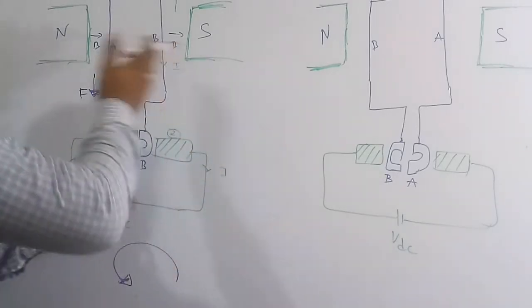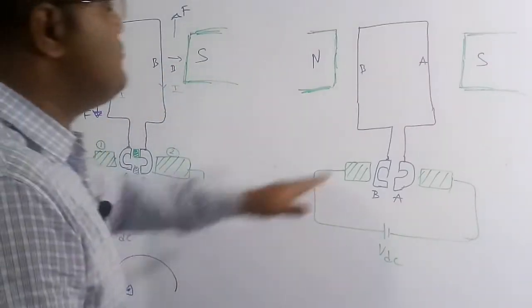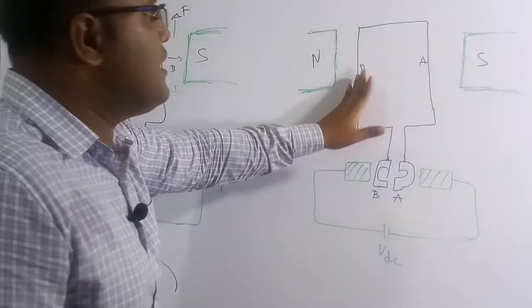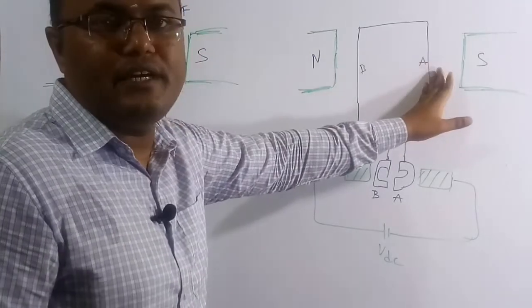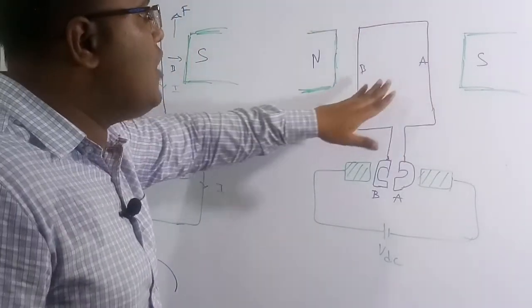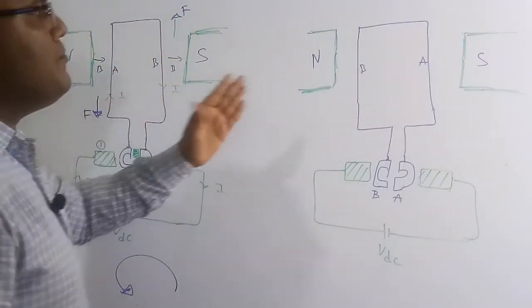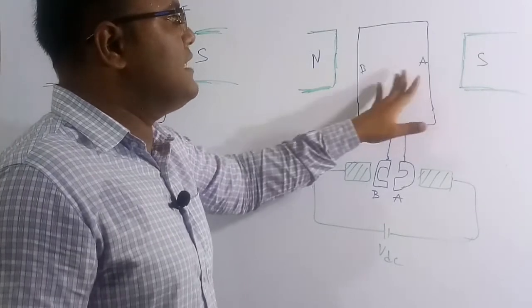Suppose it makes one half loop, then connector B is going to come here and connector A is going to go here. So half a cycle, half rotation, means a 180-degree rotation. After that, B is going to go to A's position and A is going to come here. So the direction is also changed.